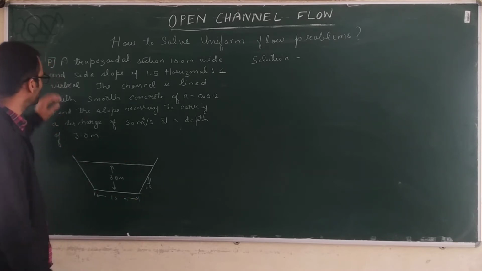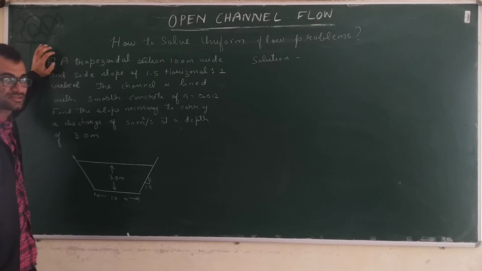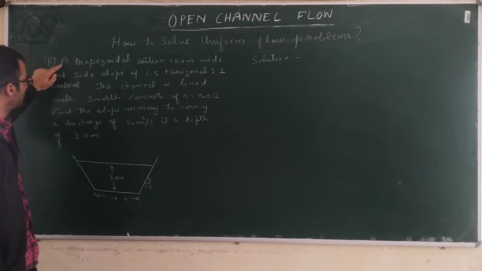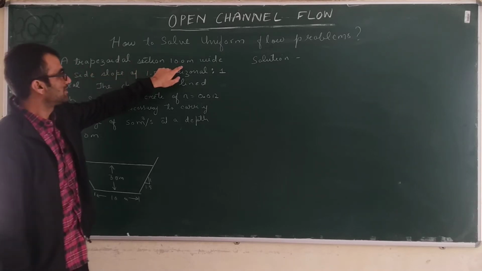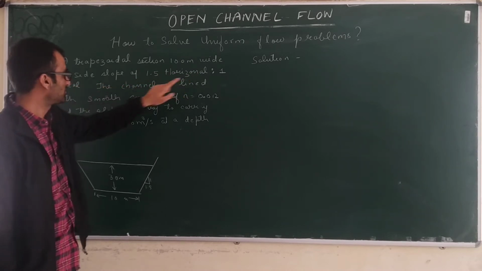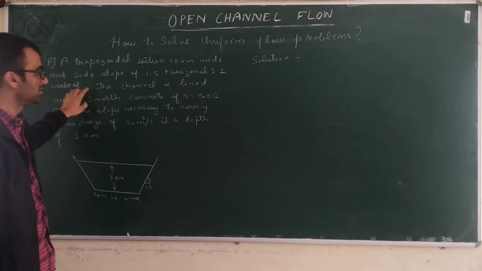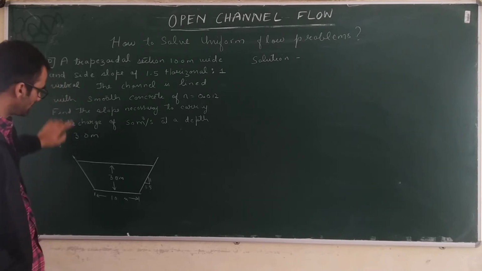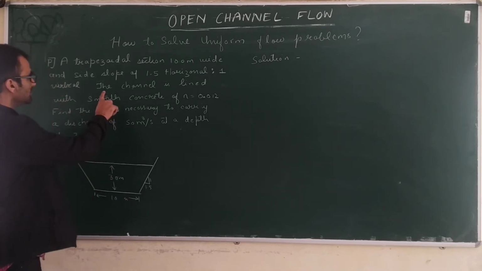So let's read this example first. Let's read the problem. What is given? A trapezoidal section 10 meter wide and side slope of 1.5 horizontal to 1 vertical is given. So this is the trapezoidal section that is given like this. What is given then?